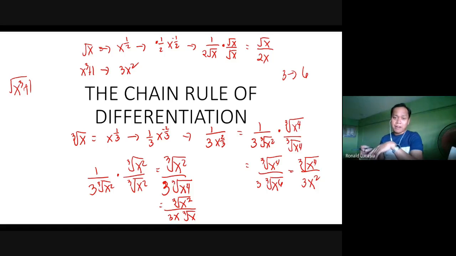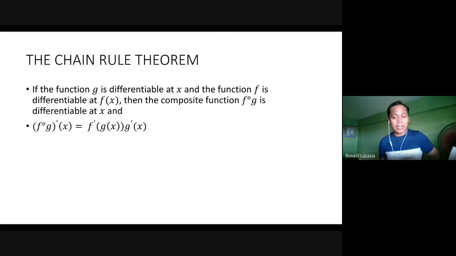And this is by far the trickiest derivative rule. However, it is not that difficult if you carefully focus on few important points. So here it is, the chain rule theorem. The chain rule theorem states that if the function g is differentiable at x and the function f is differentiable at g of x, then the composite function f circle g, or f composed of g, is differentiable at x. And f composed of g prime of x is equivalent to f prime of g of x multiplied by the derivative of g of x.